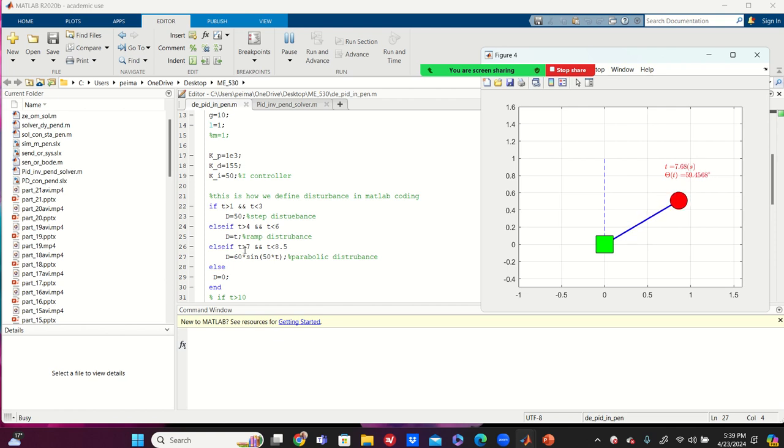This harmonic disturbance, oh, I have to change this around. This is harmonic. Wait, I said parabolic. Oh, previously it was parabolic. And 8.5 is gone, and now it's going to 60 degrees eventually. Almost 60 degrees. So you saw it.